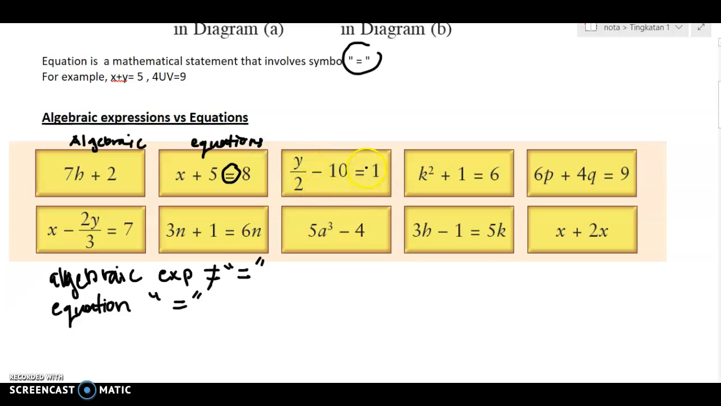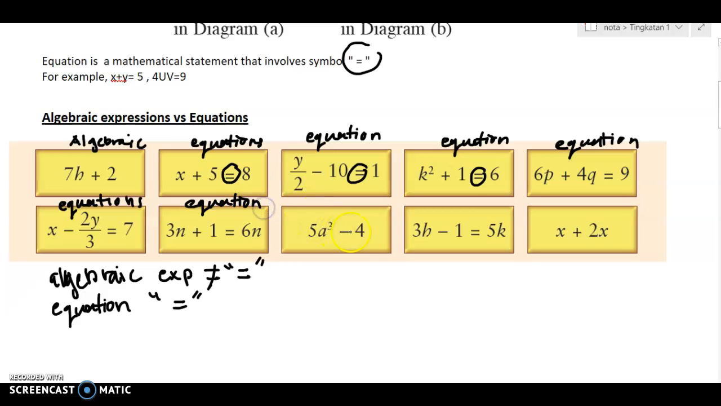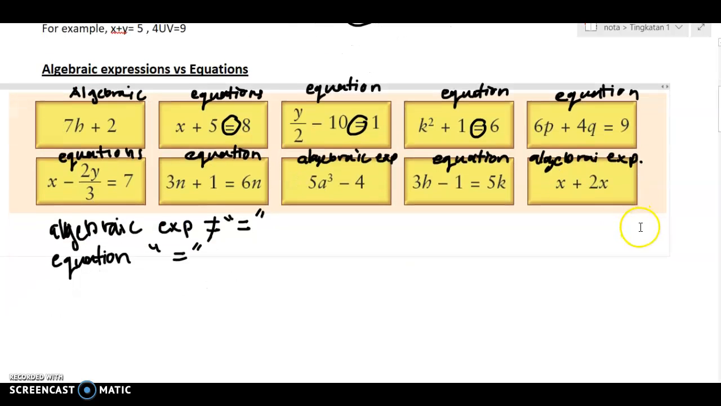Another one here, we can see that it has a symbol equal, so this one is what we call an equation. Also over here, it has symbol equal, so equation. Also here, equation. This one also equation. One also equation. This one, or this one, we call an algebraic expression. This one, equation, and the last one, still algebraic expression. So this is how you identify algebraic expression and equation.